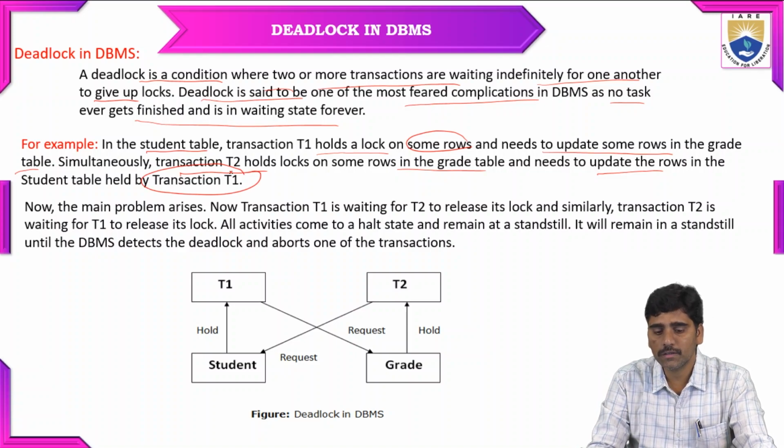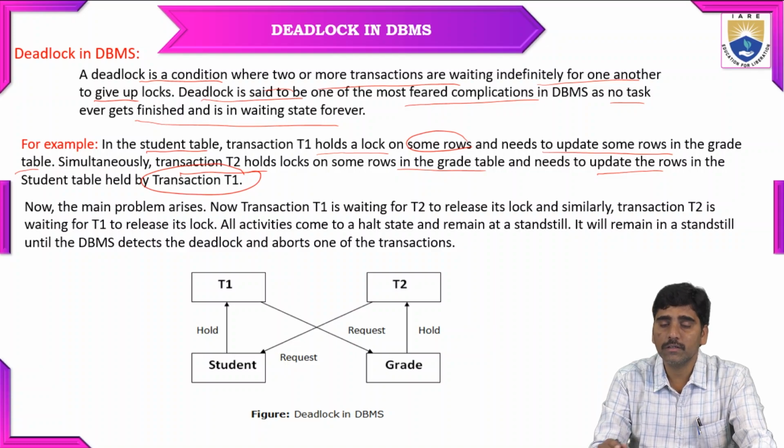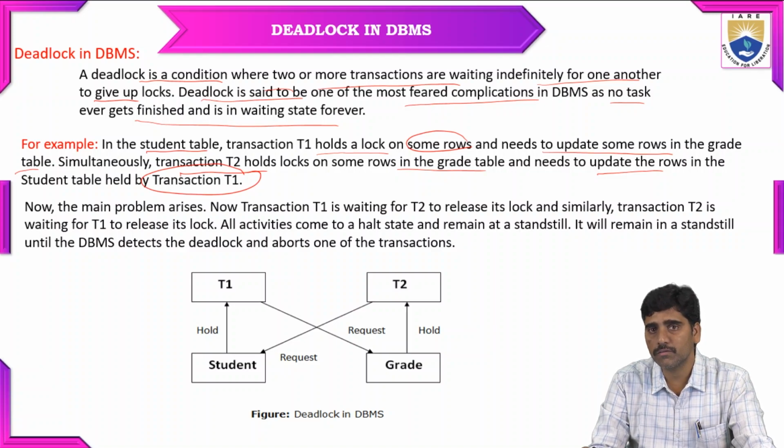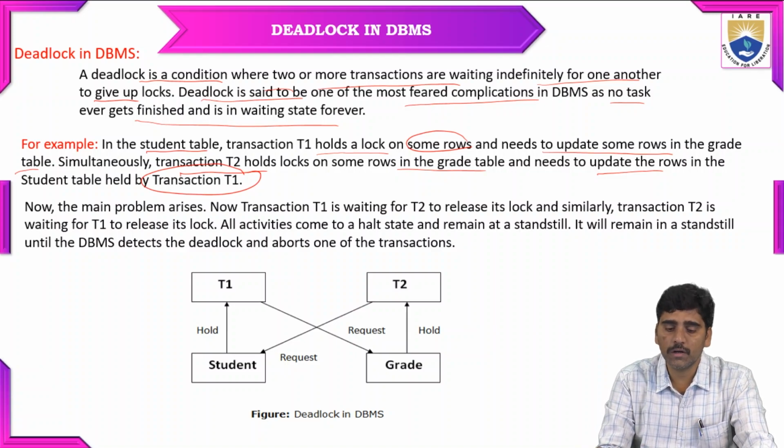So transaction T1 holds the table where it updated some rows. Now T2 is ready to update some more grades. It wants to update in the grade table, but it is already held by T1. So T2 is not able to perform update operations until transaction T1 releases. If T1 releases, then only transaction T2 performs its update operations. At that moment, the main problem arises here.